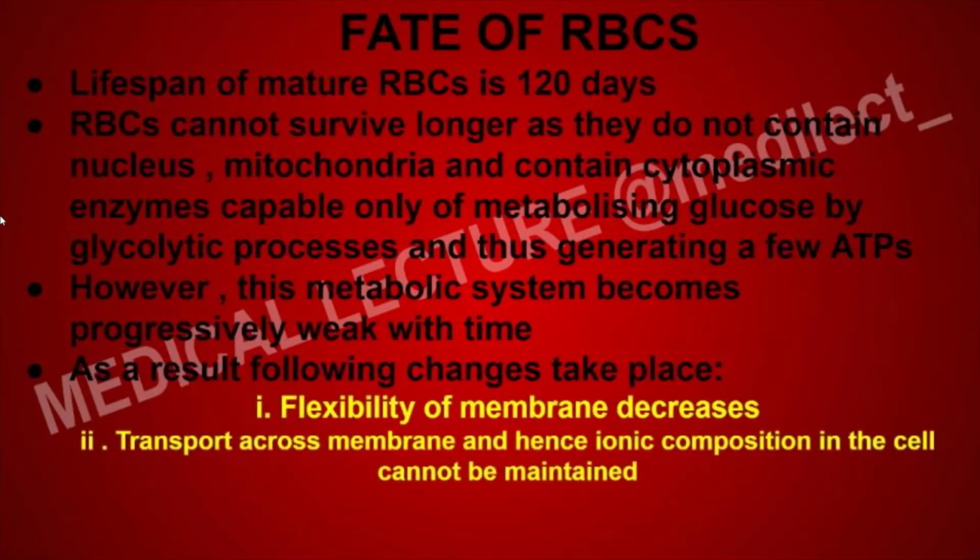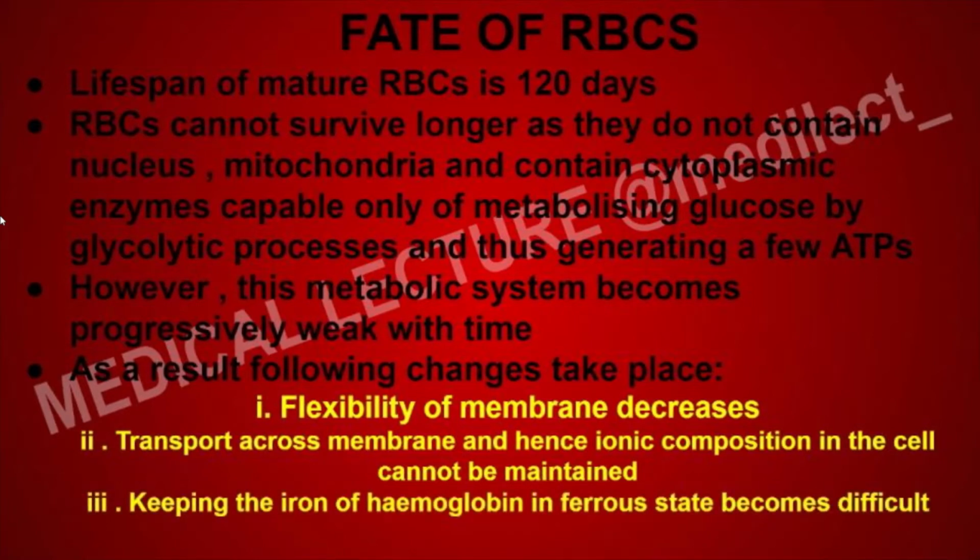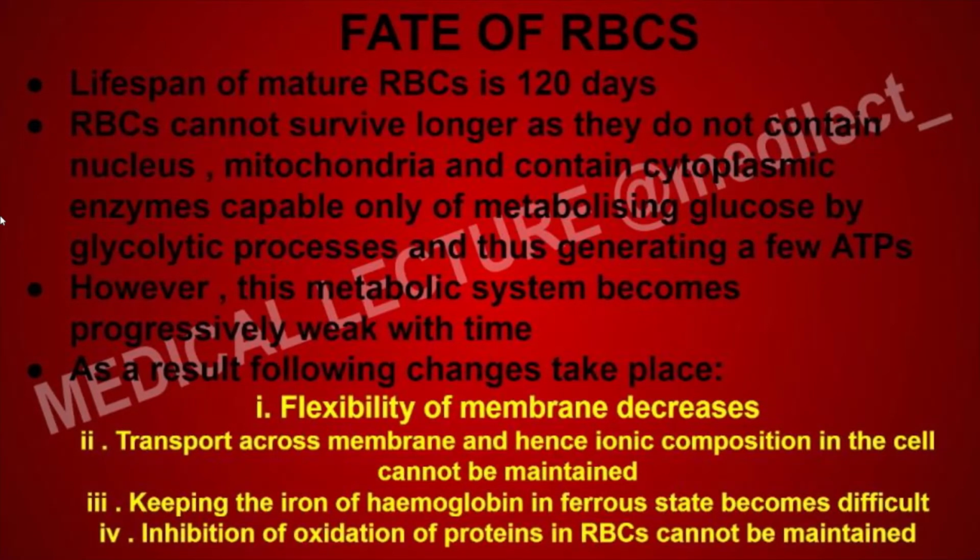Also, a lot of transportation occurs across the membrane. That's why the ionic composition in the cell cannot be maintained. Keeping the iron of the hemoglobin in the ferrous state becomes difficult, and inhibition of the oxidation of the protein in the RBCs cannot be maintained, which leads to the destruction of the RBCs.